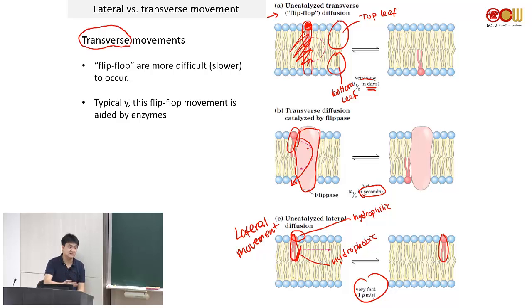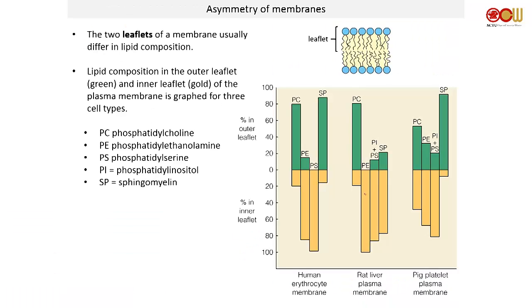So that's the purpose of an enzyme. It accelerates the rate of a process. The process could be the reaction, it could be the movement, it could be whatever. So transverse movement uncatalyzed is super slow. If you want to make it faster, you have to use an enzyme to do it. So the two leaflets of the membrane usually differ in their lipid composition.